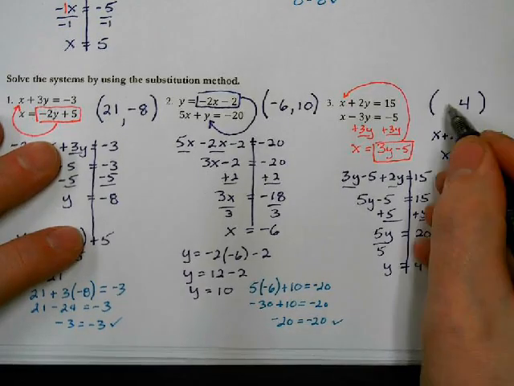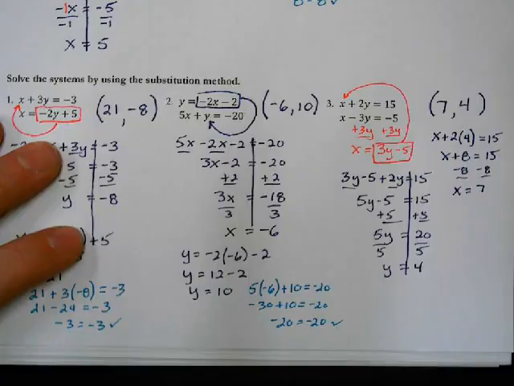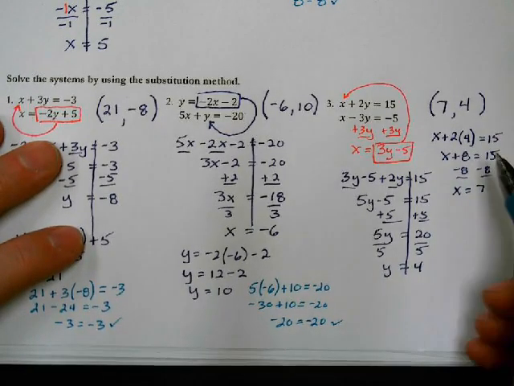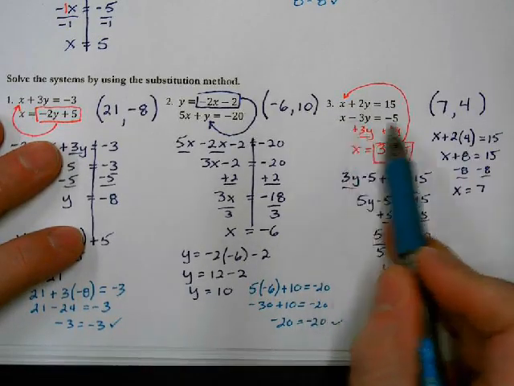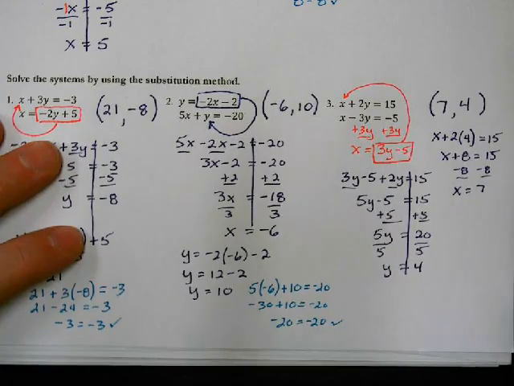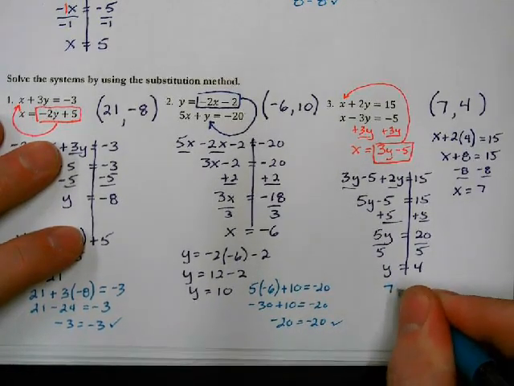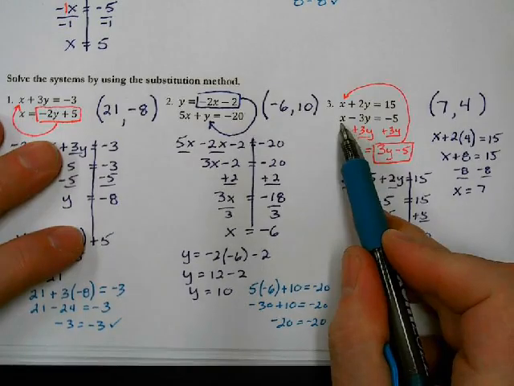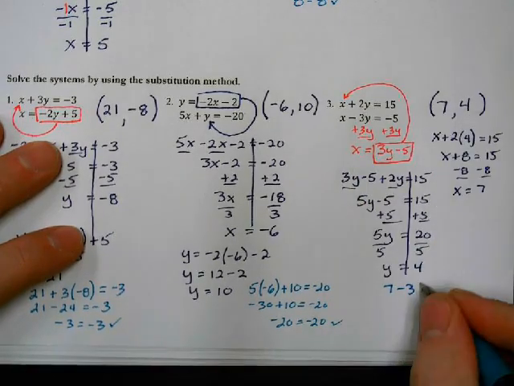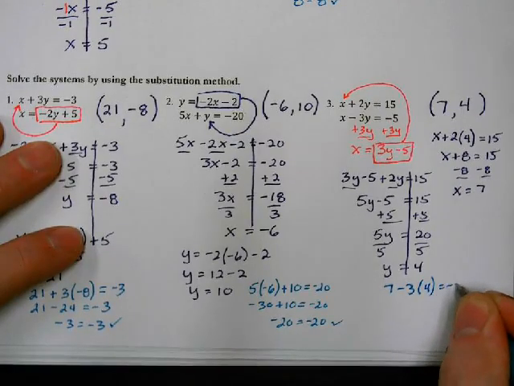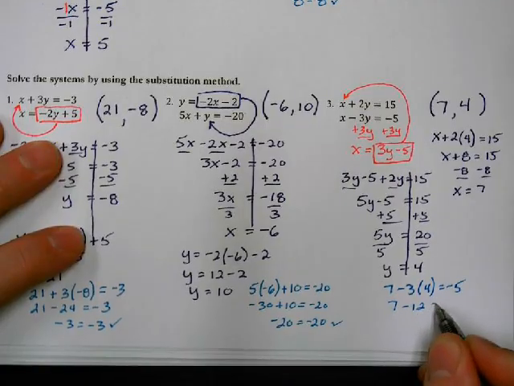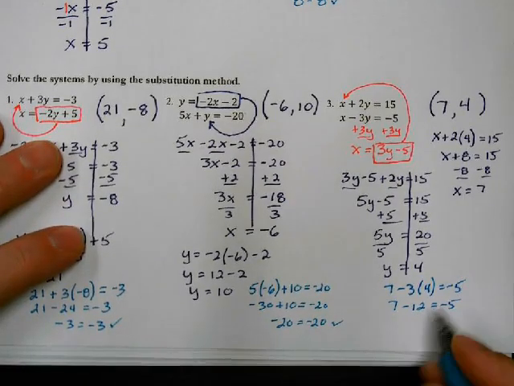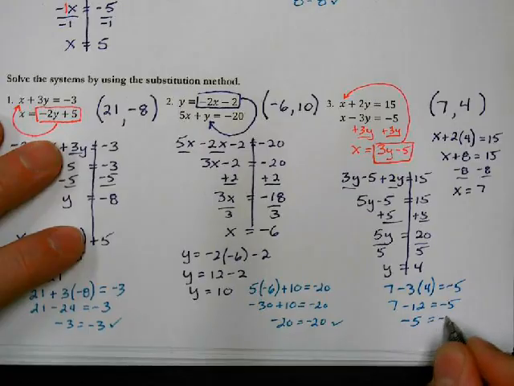I don't know for sure until I plugged everything back in. So I just got done using the top equation. So I'm going to plug 7, 4 into the bottom equation. If it works for that, it means I was right. So I plugged in 7 minus 3, instead of y, I plug in 4. Okay, that's 7 minus 12 equals negative 5. 7 minus 12 is negative 5. Aha! I was right. My answer is 7, 4.